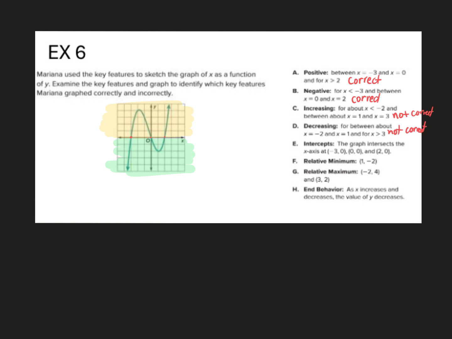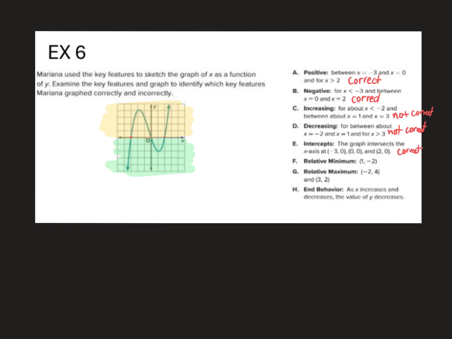Okay, it says the graph intersects the x-axis at -3, 0. Oh, sorry. -1, -2, -3, 0, yes. 0, 0, and 2, 0. Yes, that is correct.